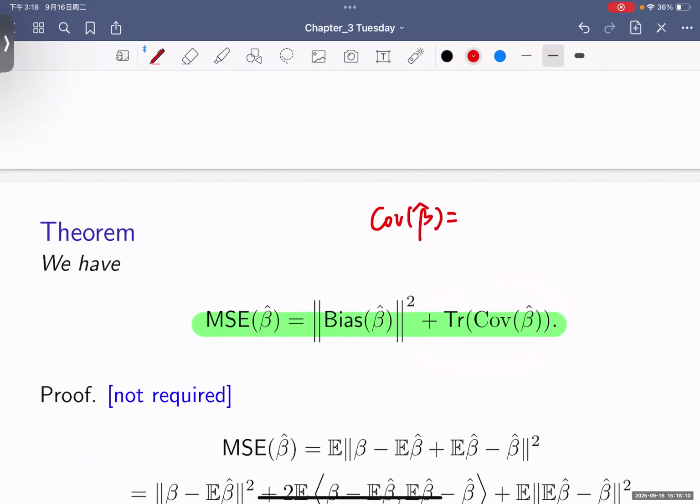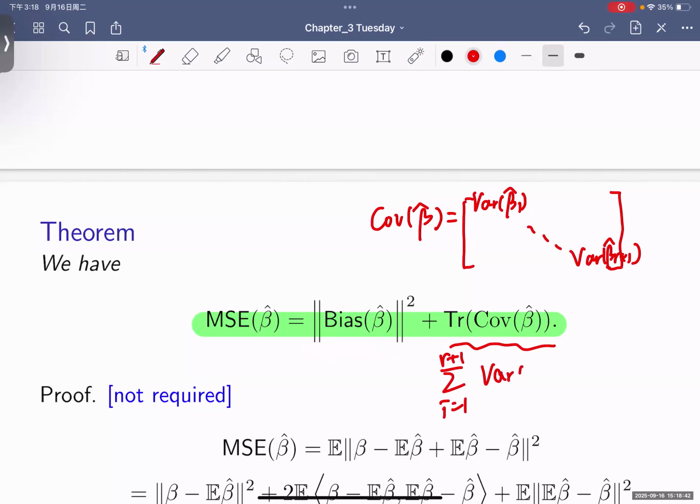The covariance matrix, which we mentioned at the beginning of this class, describes the relation among this n-dimension vector, and the trace stands for its diagonal elements: the variance of beta 1 hat to the variance of beta r plus 1 hat. Therefore, the mean square error considers the bias plus the variance. This part is the summation from i equals 1 to r plus 1 of the variance of beta i hat, and this stands for the expectation and beta star. Just for understanding what this is.